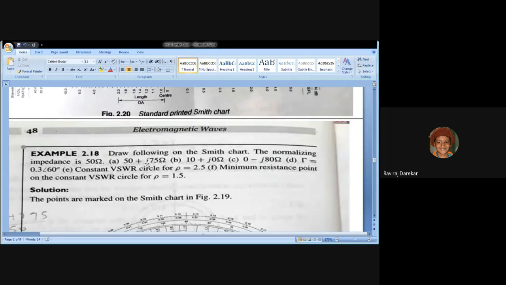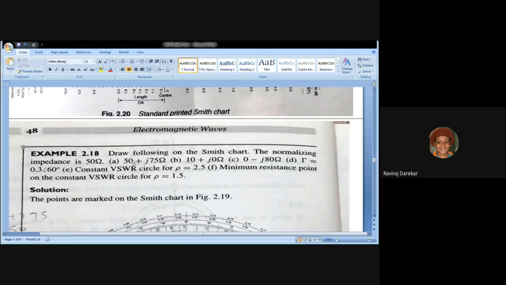Okay, just try to remember that whenever the imaginary part of the impedance is positive, it is inductive reactance. If it is negative, it is capacitive reactance. Here, as the imaginary part 75 is positive, the transmission line has an inductive reactance. Then we have to make this impedance value, 50 plus J75, into a normalized value. How can we do it? We have to divide 50 plus J75 by the characteristic impedance, which is 50 ohm.